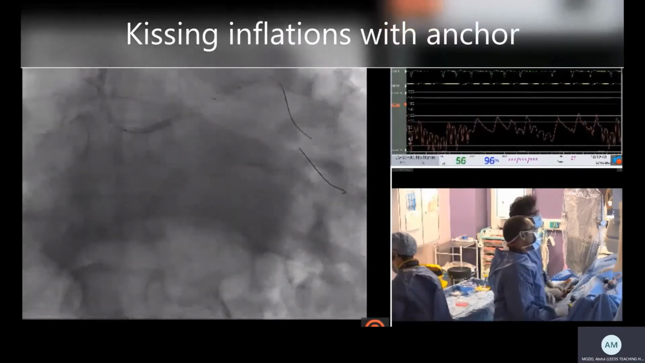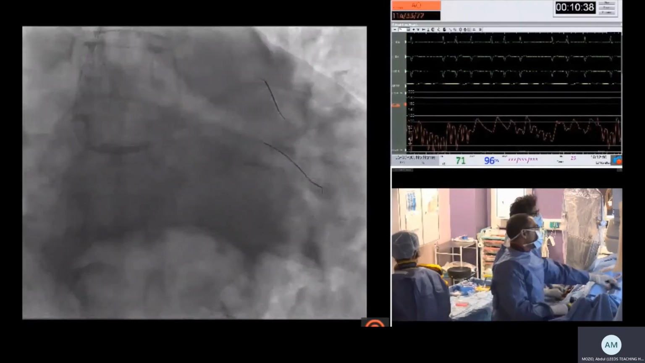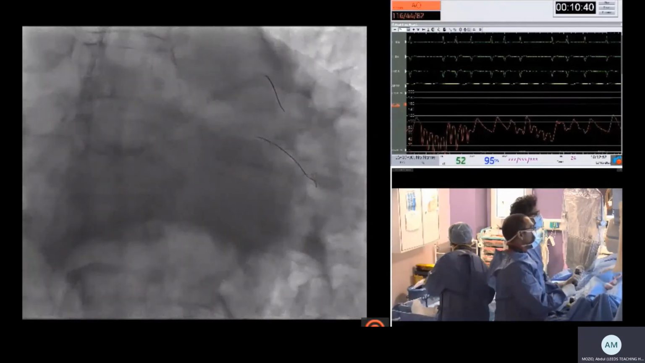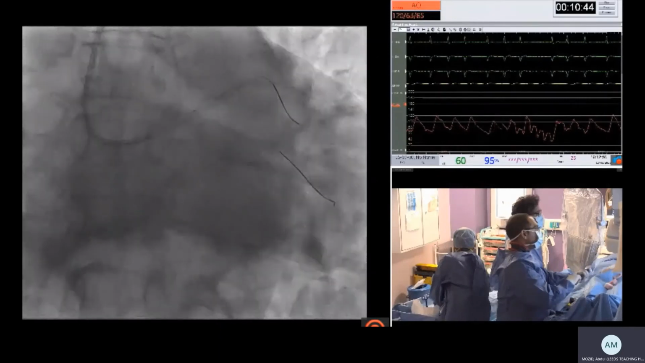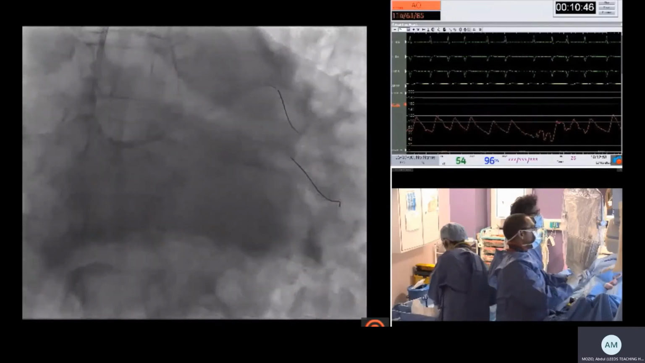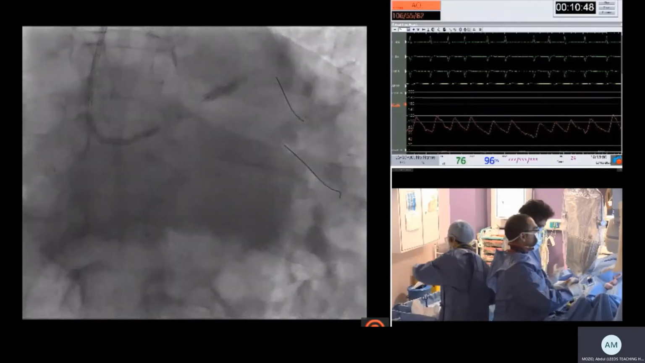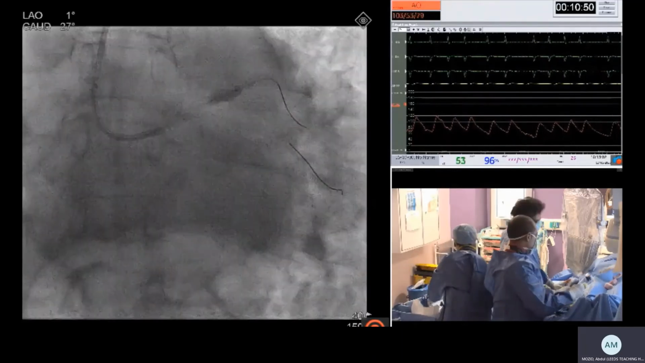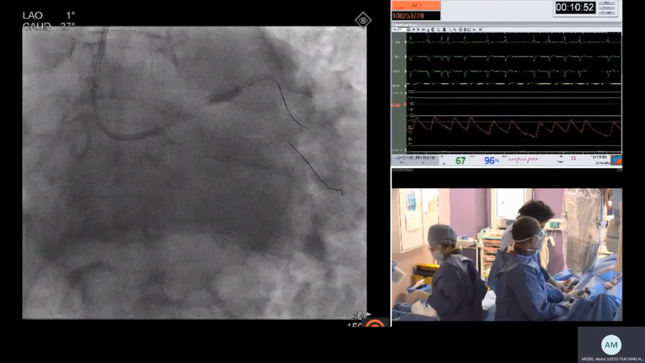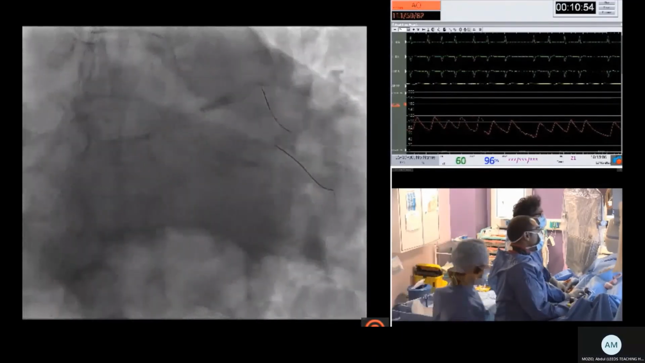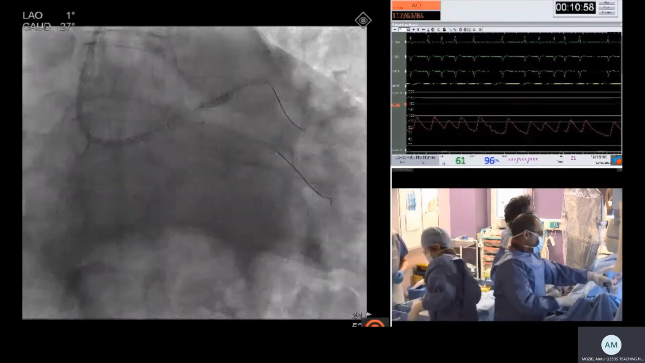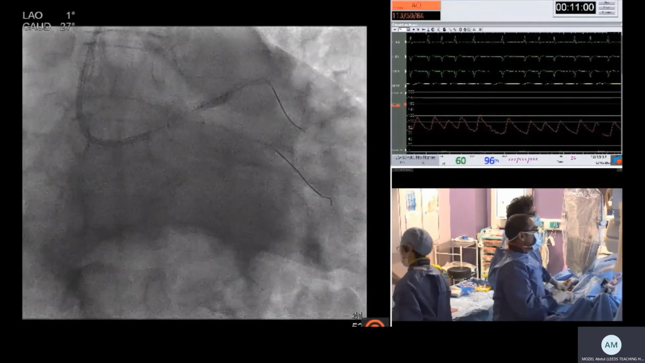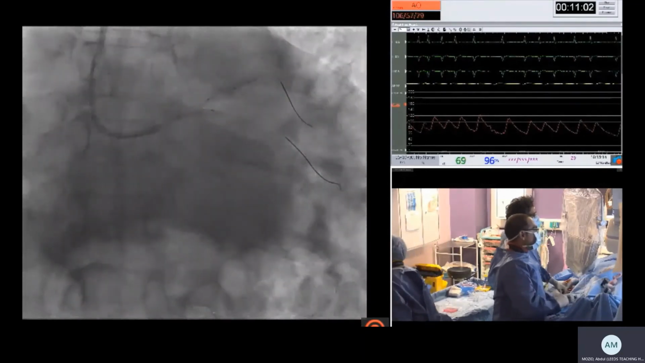So after wiring of the circumflex, we then proceeded to perform kissing inflations. Here you can see a 3.5mm NC balloon would not cross into the circumflex. So we have already placed a 3.5mm NC balloon in the LAD, which is then inflated to act as an anchor. And following anchoring, you can see, a nice demonstration, the 3.5 NC can then be delivered into the circumflex.